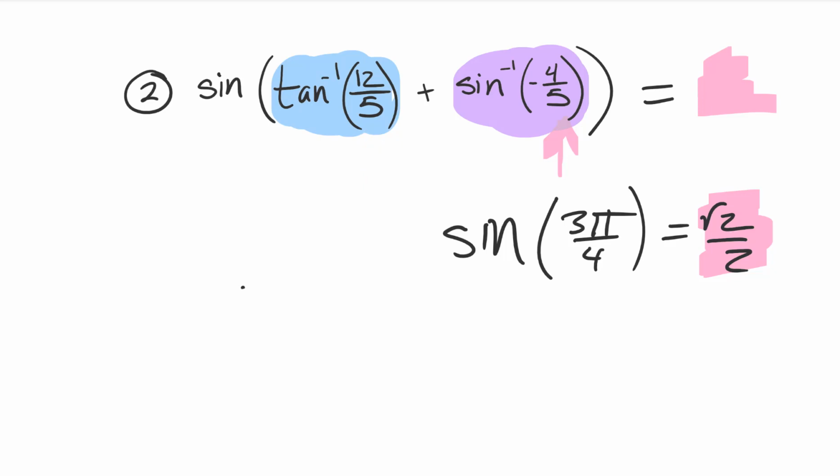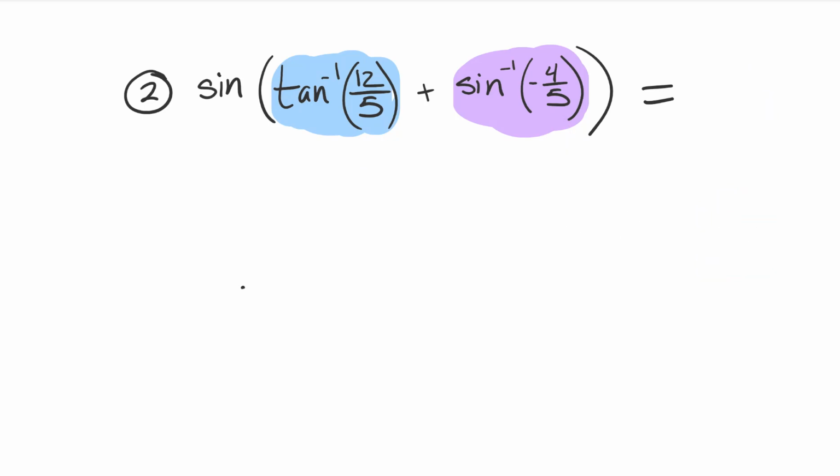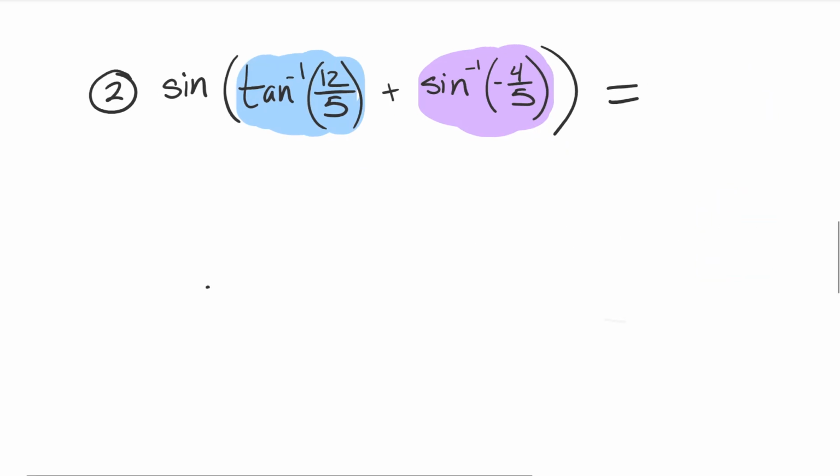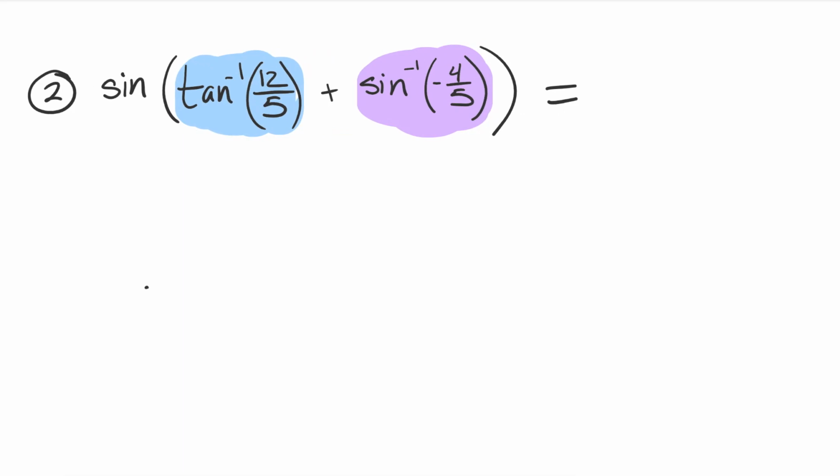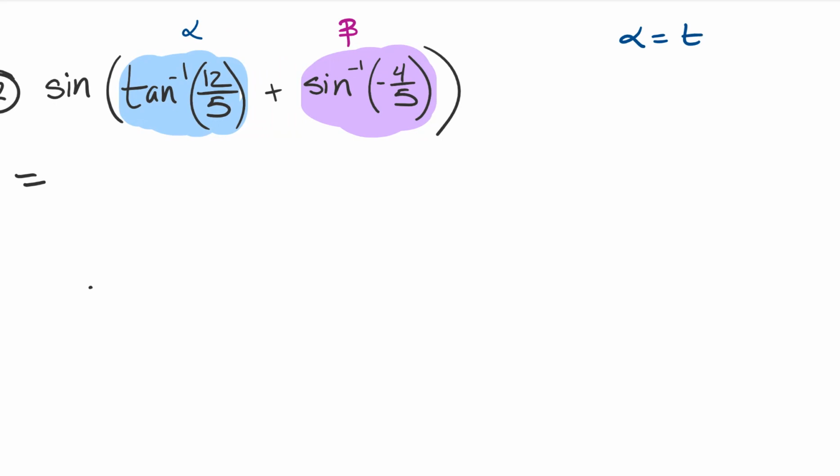So, enough lead in. Let's go. Let's play the game. Let's start off by acknowledging that this is alpha and this is beta, by actually setting them equal. Alpha will be set equal to tangent inverse of 12 over 5. And we're going to set beta equal to sine inverse of -4/5.